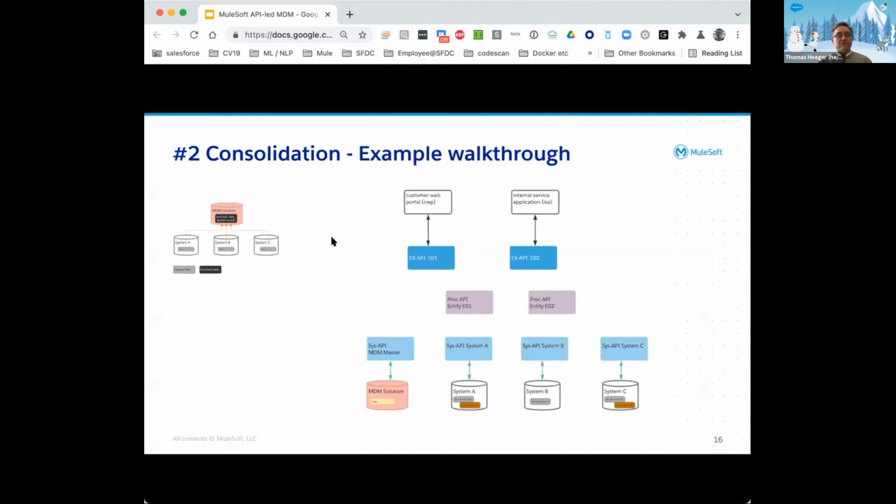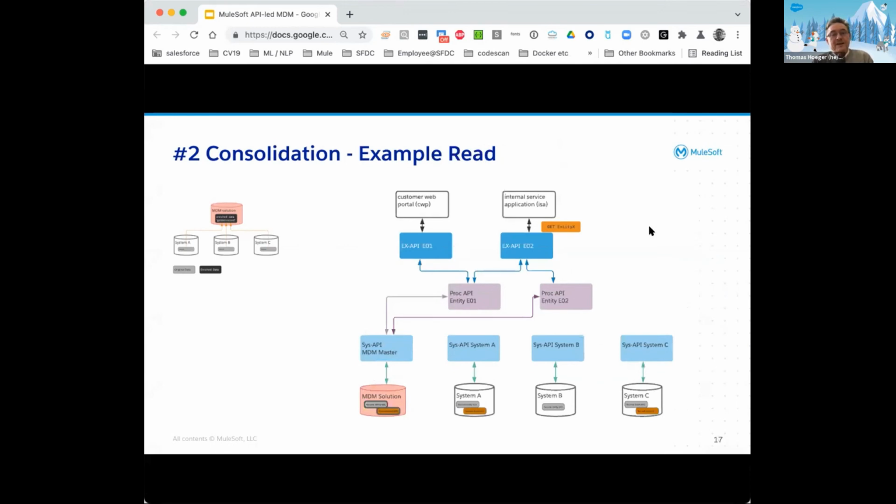In the API flow, if you think about these applications, the customer web portal and the internal service application requiring data, the high-level view on the APIs is very similar. We have the experience, process, and system APIs. Now, the communication and the complexity of the APIs look a little bit different. For read, it's kind of simple. The experience APIs talk to the process API, nothing new. And the process APIs just need to query the master data management system, the hub, because it knows all. It has the most valid data. This is a very simple flow and can provide the data needed.